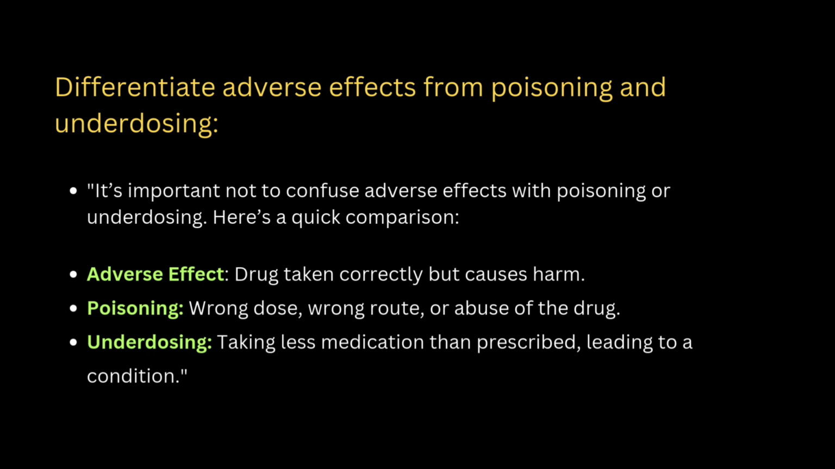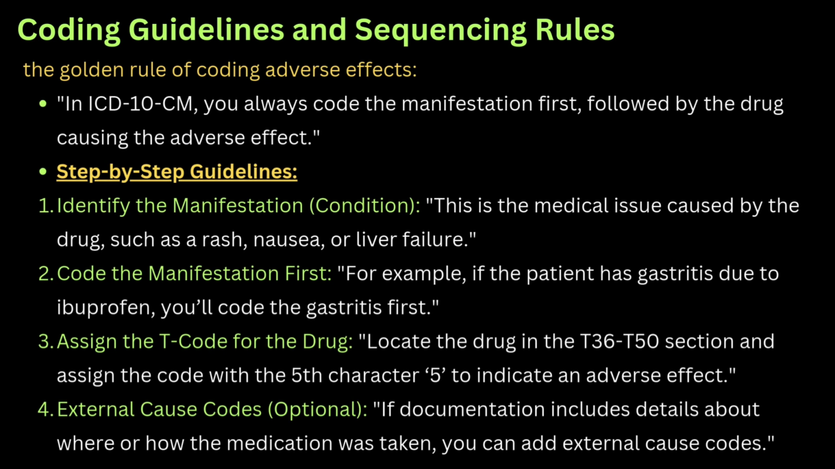So here we will differentiate between adverse effect, poisoning and underdosage. It is very important not to confuse adverse effect with poisoning or underdosage. Adverse effect means the drug is taken correctly but it is causing some harm. Poisoning means wrong dosage, wrong route or abuse. Underdosage means taking less medication than prescribed.